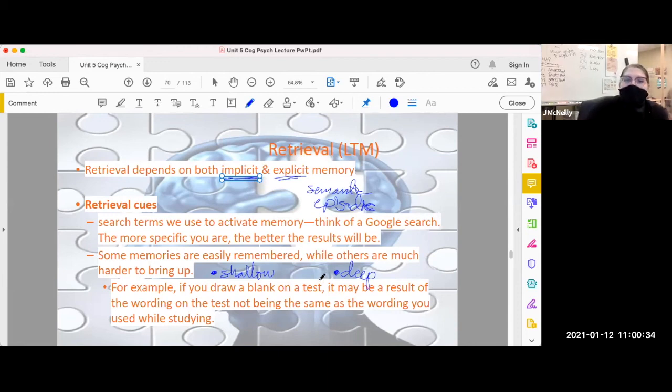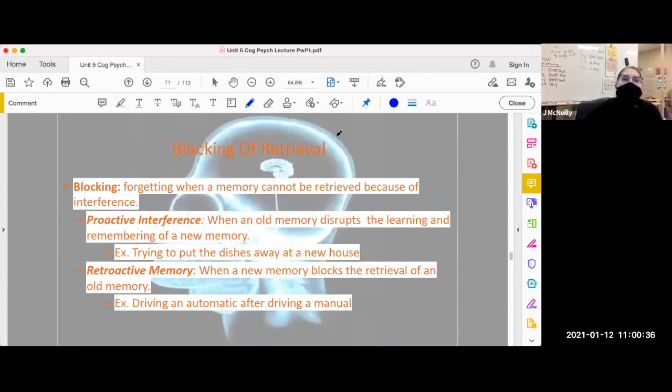Okay, last slide for today. The blocking of retrieval. How do we not remember things that we're trying to remember? So blocking can be conscious or unconscious, like suppression, where you're trying to suppress an unfortunate memory, that can be conscious, versus if you are accidentally or unconsciously repressing information. So blocking is forgetting a memory or not being able to retrieve that memory at the time due to interference. So it doesn't mean that information's gone forever, right? It's not amnesia. It just means you can't remember it at that moment when you want to.